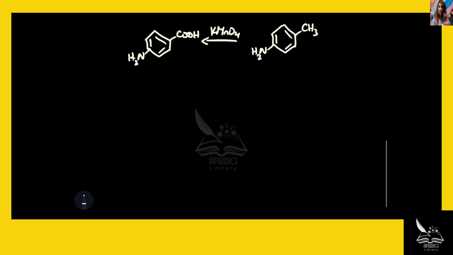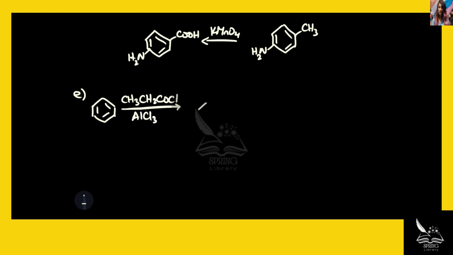For E, starting from benzene, this is going to first react with CH3CH2COCl in the presence of AlCl3 to produce C double bond O, CH2CH3, and then react with Br2 in the presence of FeBr3.